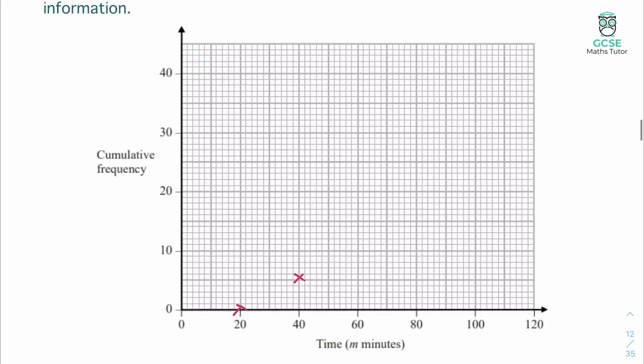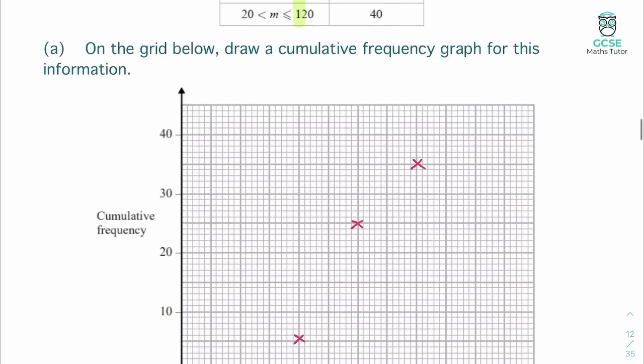So 25 and 35. So 25 is here. 35, another 20 along there. Then we have 38 and 40. Okay, that's a bit awkward. 38 is there. 40 right at the top. There we go. So there's my cumulative frequency graph.